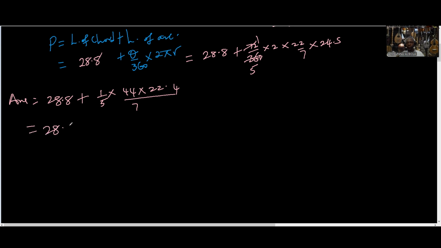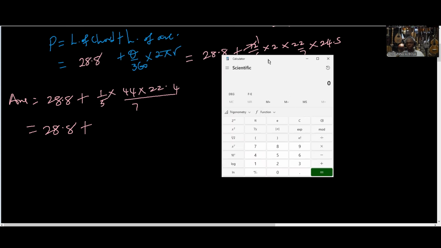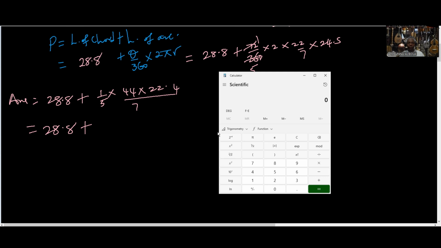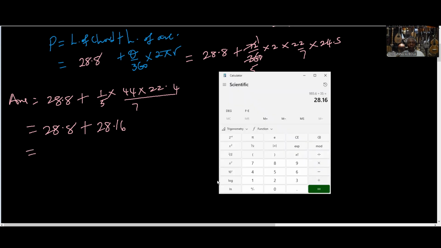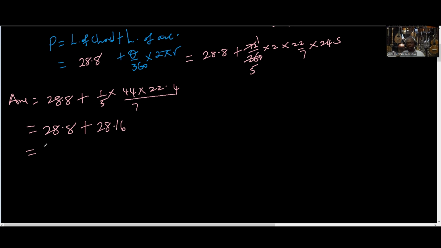So 28.8. Can you hear me? Okay. So I have 44 times 22.4, and that gives me 985.6. Divided by 35, that is 28.16. So 28.16 plus 28.8 is going to be 56.96. So what's the unit? Is it going to be square or something?